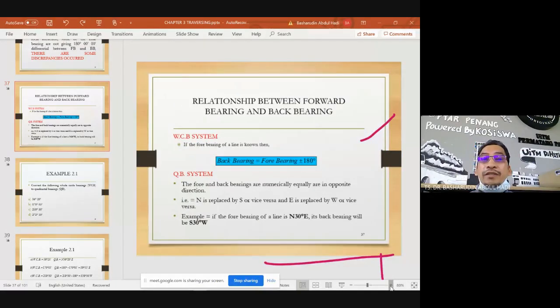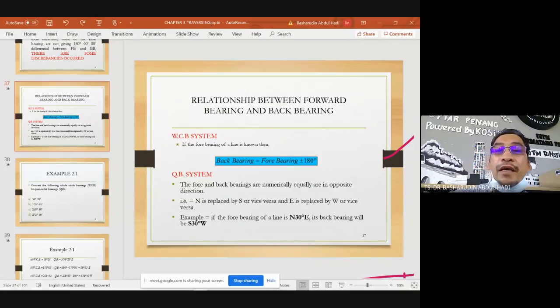Okay, relationship between forward bearing and back bearing. In whole circle bearing, back bearing and forward bearing differ by plus or minus 180 degrees. You can have exactly 180 degrees or more than 180 degrees, maybe 181 degrees or maybe 130 degrees, 30 minutes, 30 seconds. For the conventional bearing, the forward and back bearing are numerically equal but in opposite directions.